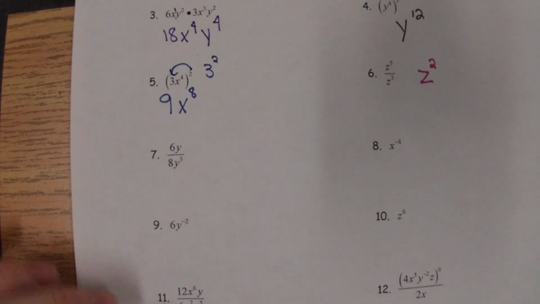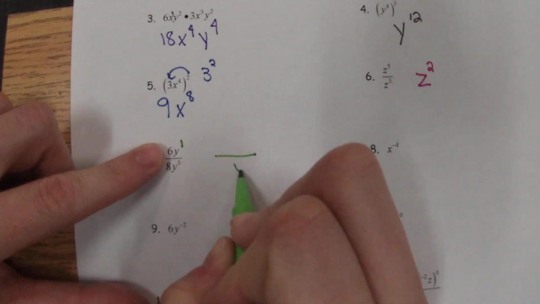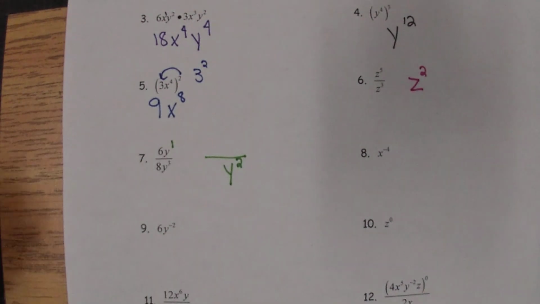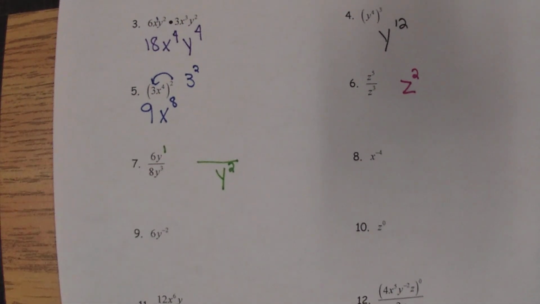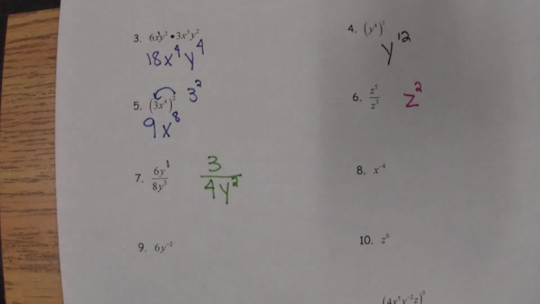Number 7 is also division. So we're going to subtract. 1 minus 3 is negative 2. So we want to put this on the denominator, but not write the negative. We also need to make sure that we are reducing that 6 over 8. Make sure you're reducing and not subtracting. So 6 divided by 8 reduces to 3/4.